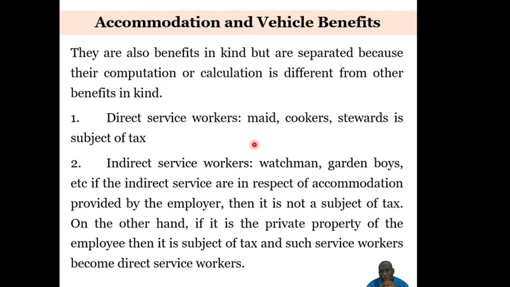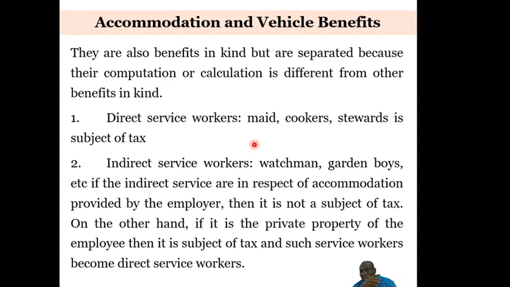Now let's come to the indirect service workers. If the employer has given you an accommodation, but in addition has given you a watchman or a garden boy in that apartment, for garden boy and security man for that matter, normally they are there looking after the property of the employer, not you directly. So we call them indirect service workers. So even if they are on the employer's payroll, that amount will not be added to your income and tax. So for direct service workers, on employer's payroll, the amount will be added to your income and tax. But for indirect service workers on employer's payroll, the amount will not be added.